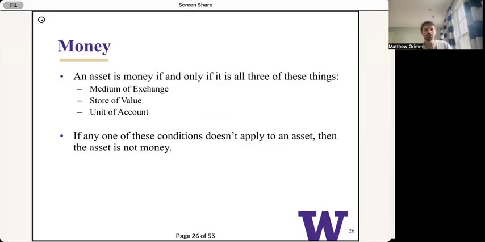All right, and then money is an asset. An asset is money if and only if it is all three of these things. So it's a medium of exchange, a store of value, and a unit of account. So if any one of these conditions does not apply to an asset, then the asset is not money.